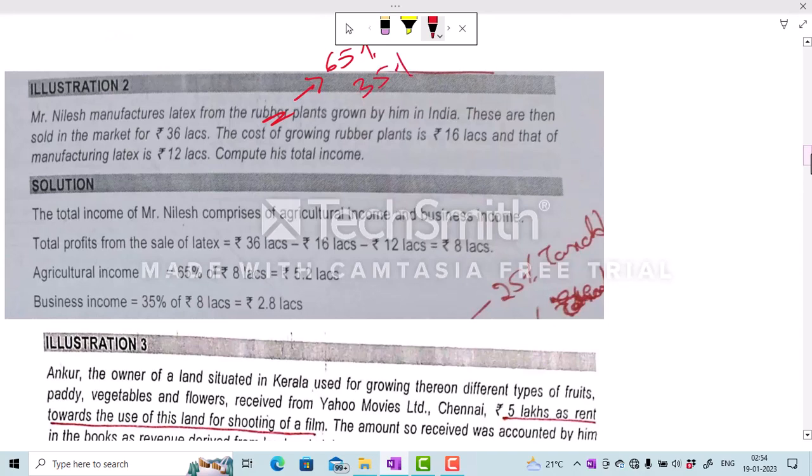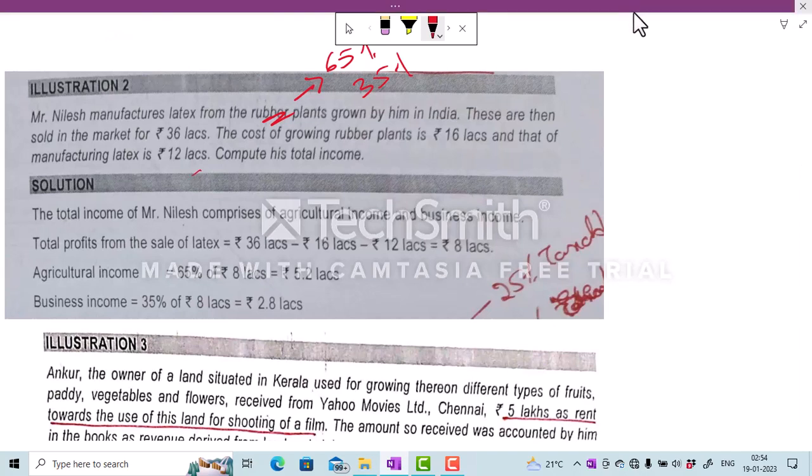Plants grown by him are then sold in the market for 36 lakhs. Cost of growing rubber plant is 16 lakhs and manufacturing latex is 12 lakhs. See, for this what we should do is directly sale amount minus expenses, 16 lakhs minus 12 lakhs.